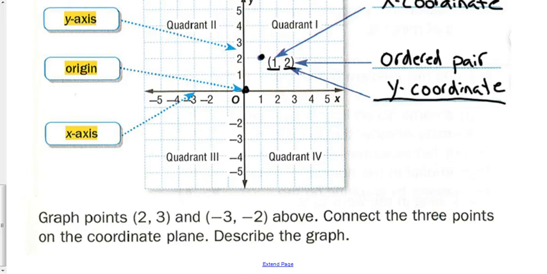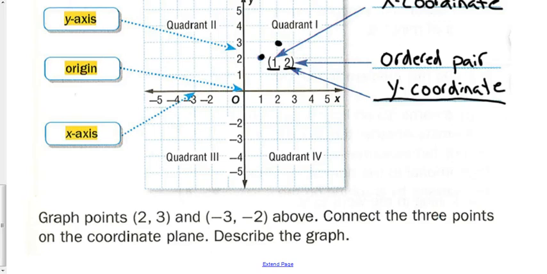All right, down at the bottom here, it says graph points 2, 3, and -3, -2 above. Connect the 3 points on the coordinate plane, and we're going to describe it. So 2, 3, so again, we start at our origin. I'm going to erase that because we don't want to confuse that as one of our ordered pairs. All right, we're going to start at 2, 3. So I'm going to start at the origin. I'm going to go to the right 1, 2 for my x. And then I'm going to go up 3 because I have positive 3. 1, 2, 3. And I end up right about there.